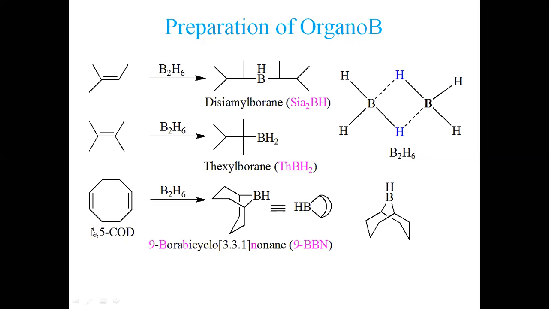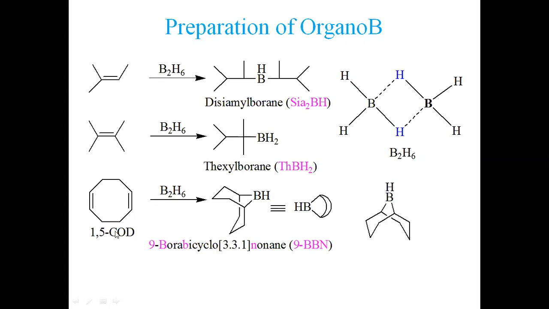1,5-COD stands for 1,5-cyclooctadiene. 1 and 5 show its position. Let's say the numbering starts from here: 1, 2, 3, 4, 5. So we have two double bonds at the 1 and 5 positions. So this is 1,5. What ring is this? This is an 8-membered, cyclic ring. So, cyclooctadiene.